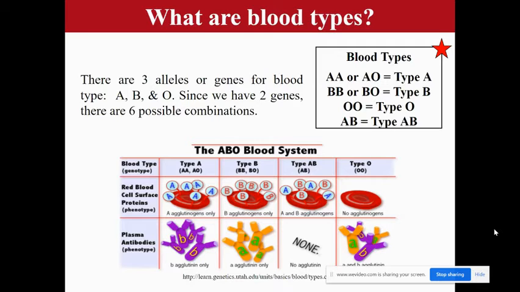So there are 3 alleles or genes for blood type. Those are A, B, and O. And then the genotypes, if you look in the box here on the screen by the red star, you can see AA or AO for type A. Then there's BB or BO for type B. There's OO for type O, and then AB for type AB. So there are 6 different genotypes for the main 4 types of blood.